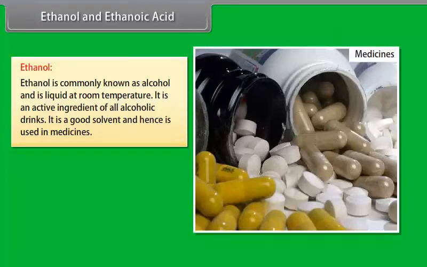Consuming small quantities of dilute ethanol leads to drunkenness, but intake of a small quantity of pure ethanol can lead to death.